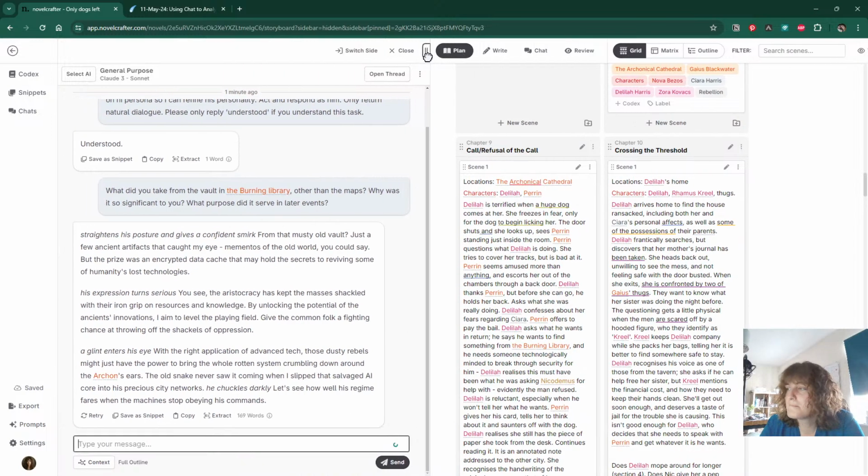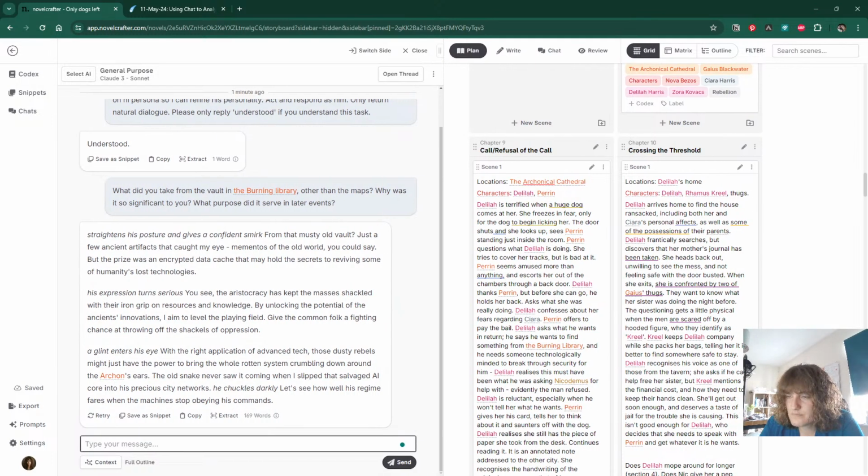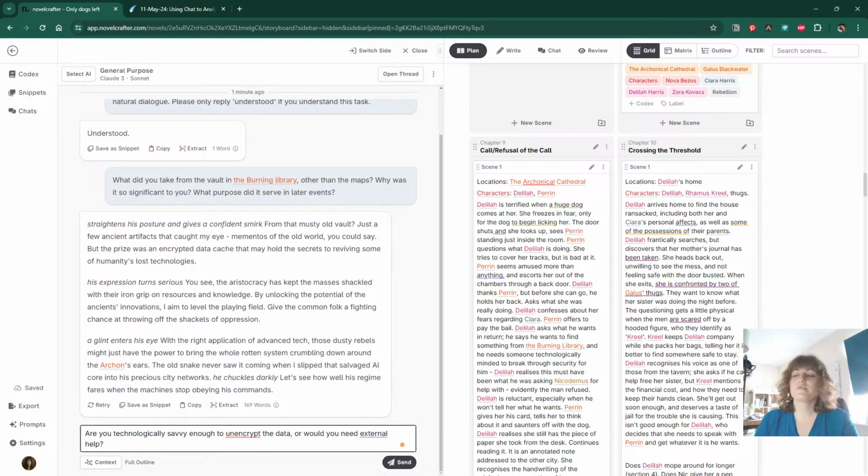Encrypted data. Okay, I'm not a big fan of the AI bit, but encrypted data could work. I'm curious now because I'm thinking, if he needs help to unencrypt the data cache, maybe that explains further interaction with Delilah. Or maybe it starts off as this business transaction and then keeps going.